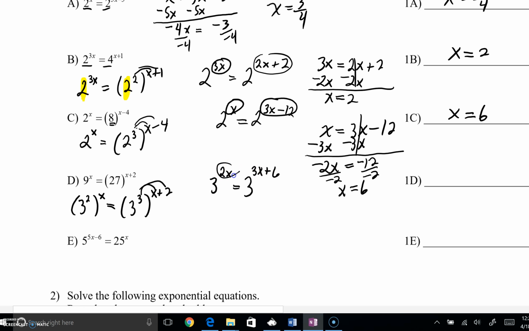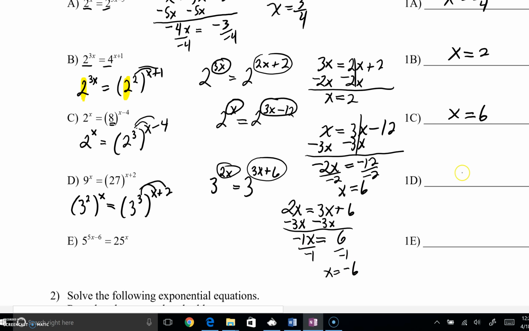And once again, we can set these powers equal. We can have 2x is equal to 3x plus 6. I'm going to minus a 3x from both sides. 2x minus 3x is negative 1x. And then when I divide by negative 1, I'll have x is equal to negative 6. Realize answers can be negative values, positive values, or fractions.